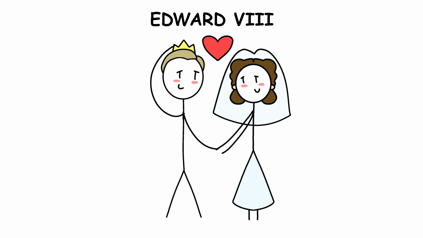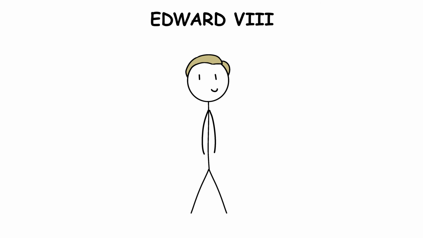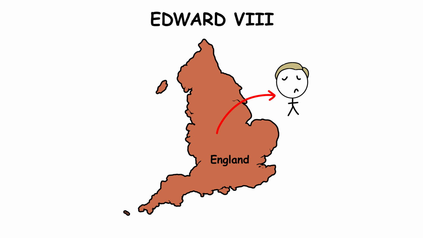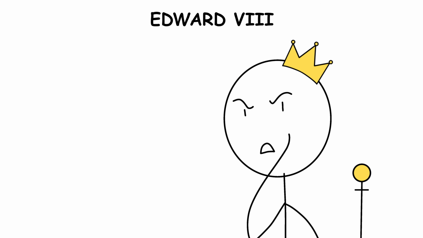On December 11, 1936, he chose love and abdicated. His brother became George VI. Edward spent the rest of his life as an irrelevant ex-king in exile. At least Edward walked away voluntarily. Our next king wasn't so fortunate.